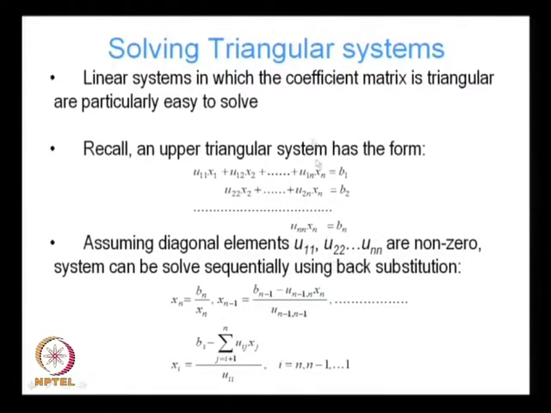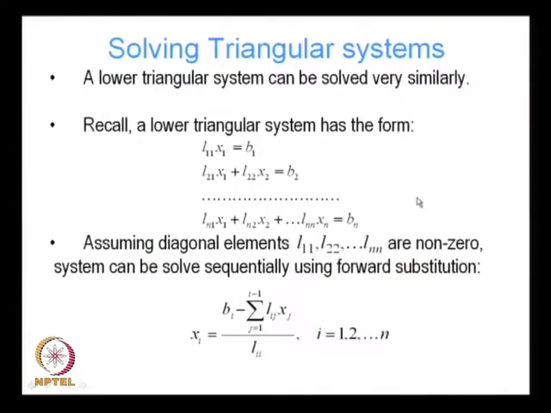Similarly, starting from the end, we go progressively backwards, and we can use this general formula: xi is equal to bi minus sigma uij xj, with j summed from i plus 1 to n, divided by uii, for i is equal to n through 1 to solve this entire system. So we start with the simplest equation and work our way backwards to solve for the remaining variables.